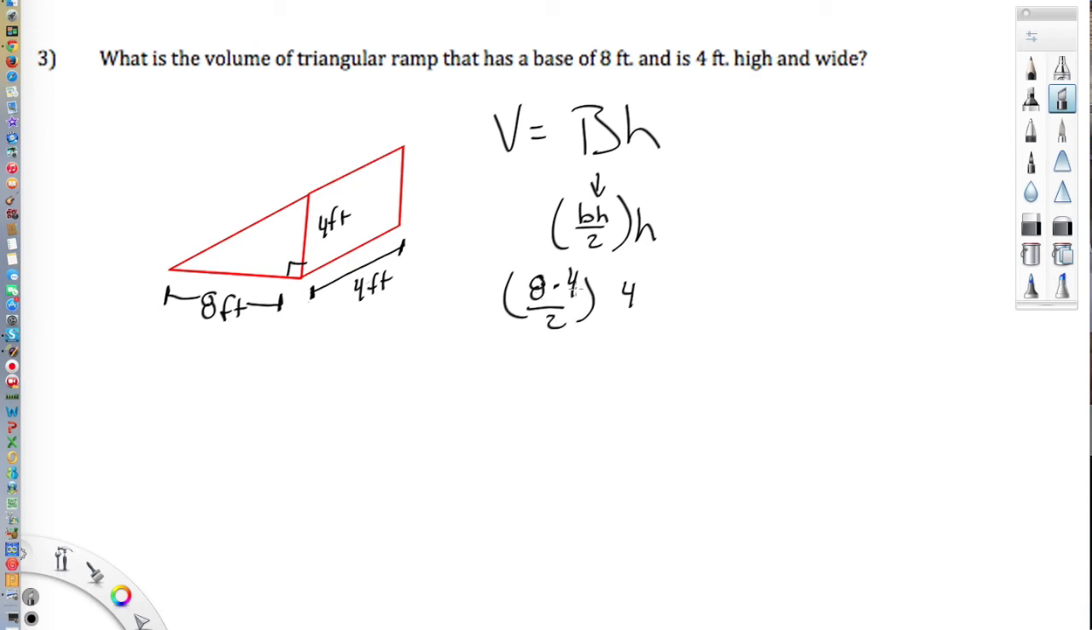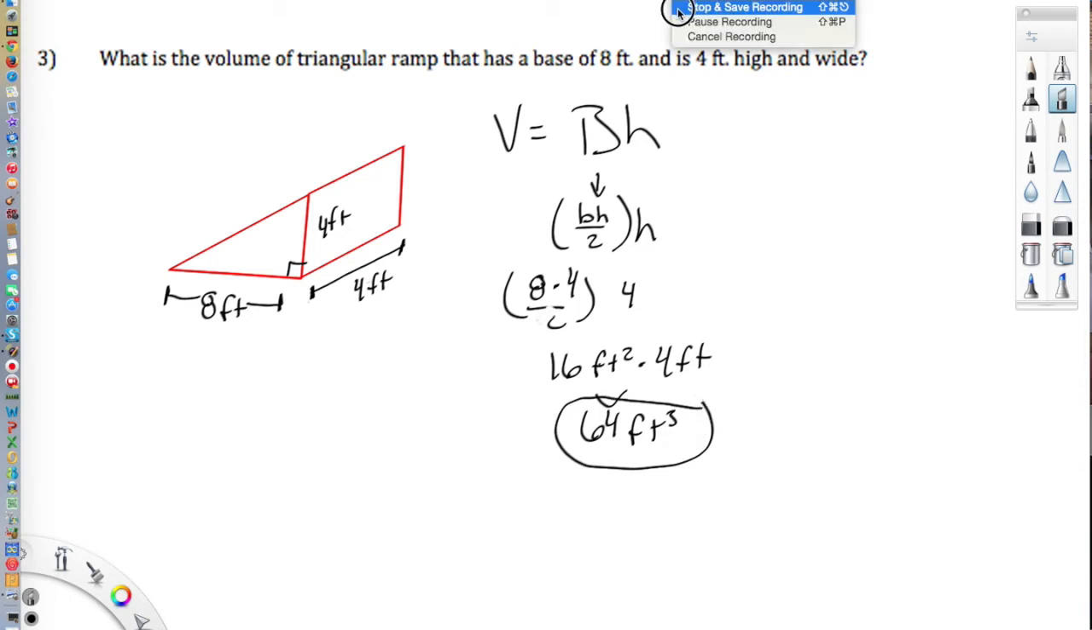Okay, so I get 8 times 4 is 32. 32 divided by 2 is 16. And that's going to be 16 feet squared times 4 feet. And 16 times 4 is 64 cubic feet.